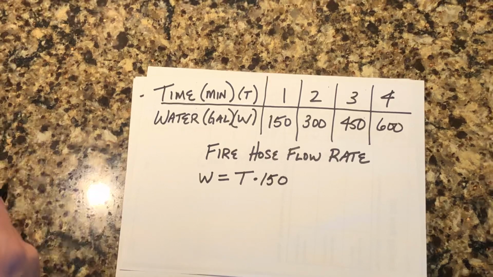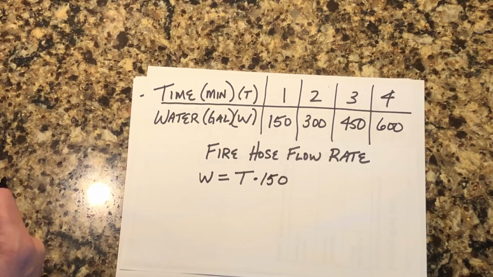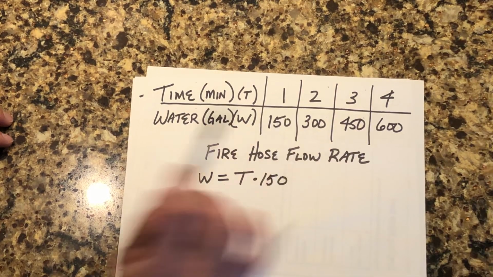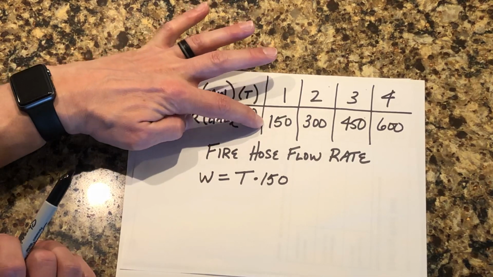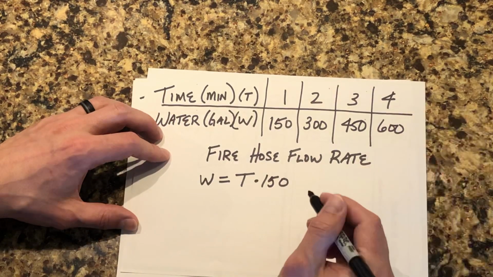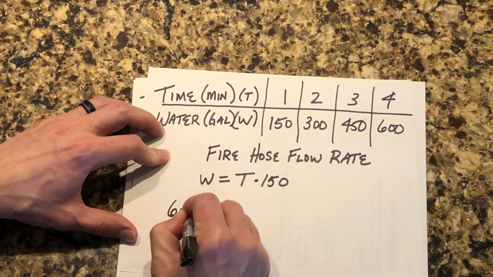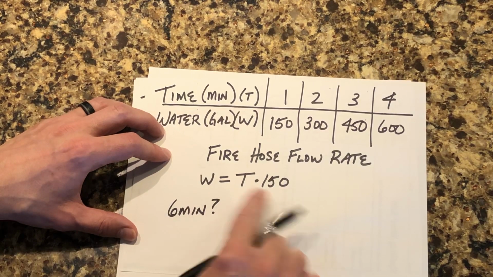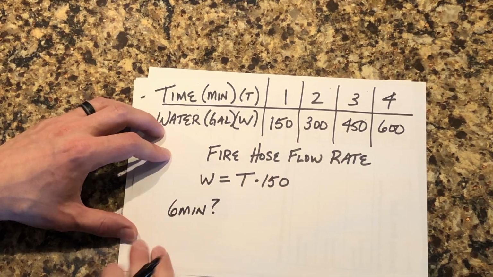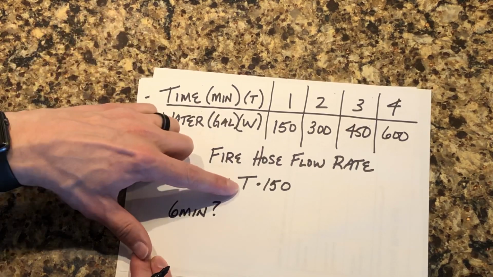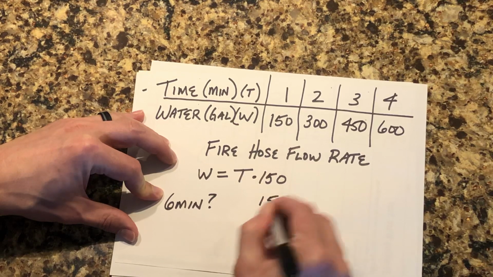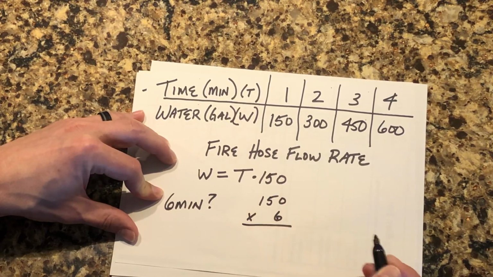So a problem that you would probably see on a mid-chapter review quiz or your assignment or whatever is say, okay, so if it's coming out at this much per minute, 1 minute is 150 gallons, well, what happens if I have maybe 6 minutes pass by? So I'm going to take my equation, W equals T times 150, and I know T is time and T equals 6 minutes. So I'm going to take 150 times 6, multiply that out.